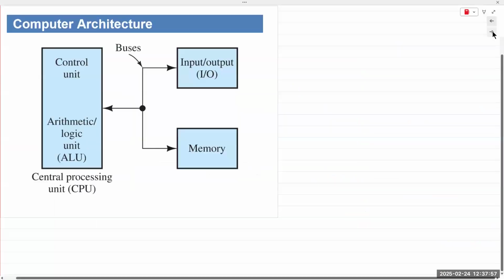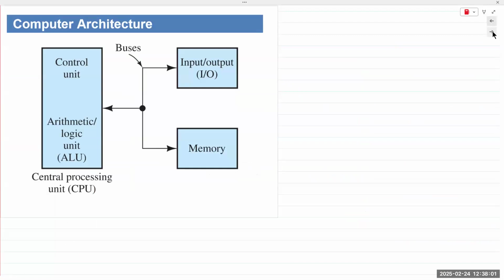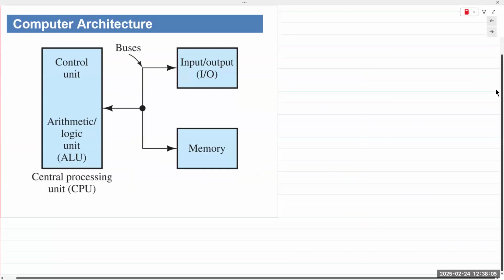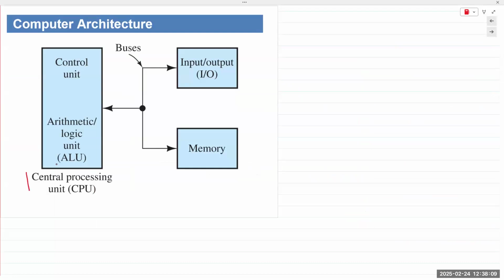All right, computers. First up is computer organization or computer architecture. Typical computer architecture is comprised of a processing unit that is known as a central processing unit. The central processing unit in turn is comprised of a control unit and something known as an ALU. ALU stands for arithmetic logic unit.